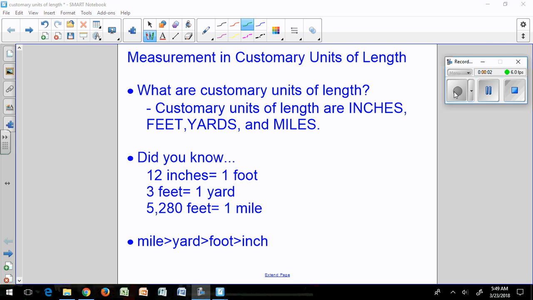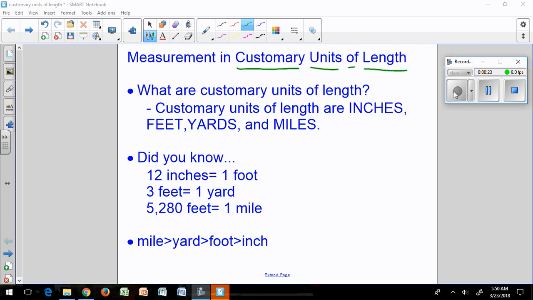Hey everybody, we are back and better than ever with our 11-1 mini lesson. Topic 11 is all about different kinds of measurements and converting the measurements. Today we're going to be looking at customary units of length.